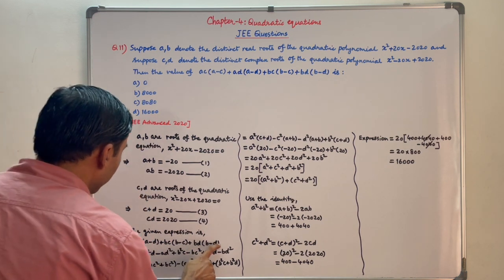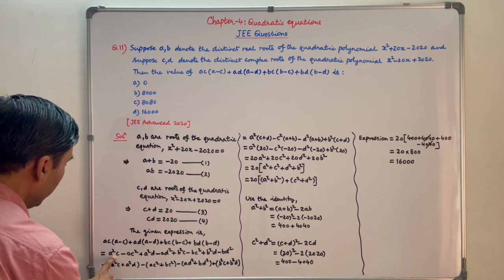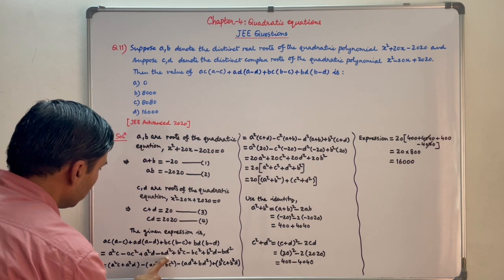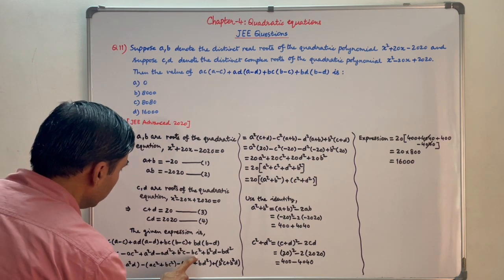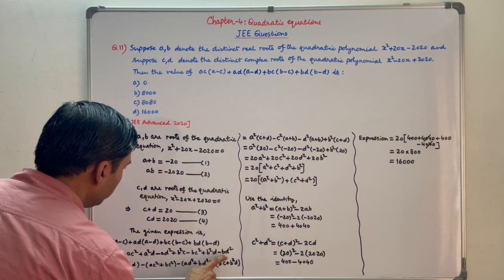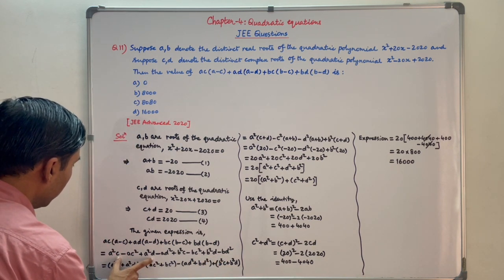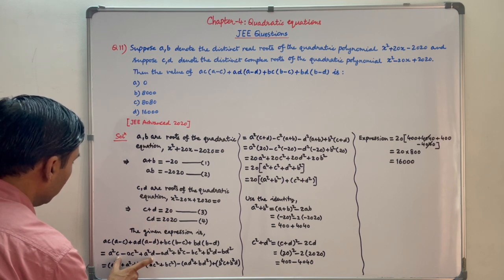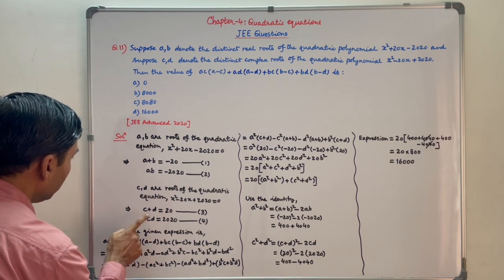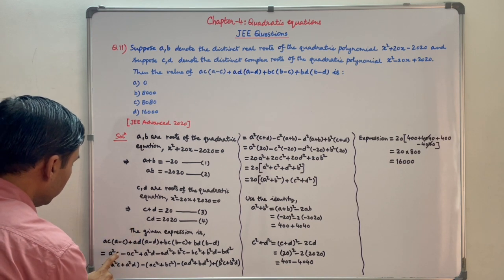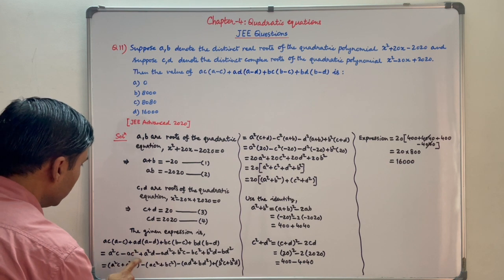So when we open the bracket, this expression will be a square c minus ac square plus a square d minus ad square plus b square c minus bc square plus b square d minus bd square. If we pair up the terms a square c and a square d, we can take a square common so that in bracket it will be c plus d. We can put this value of c plus d is equal to 20. The same idea is extended for other terms as well.